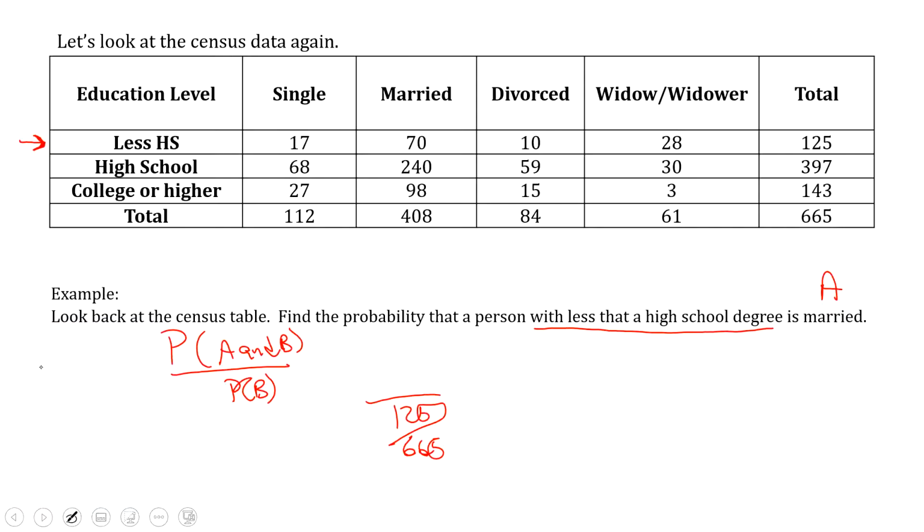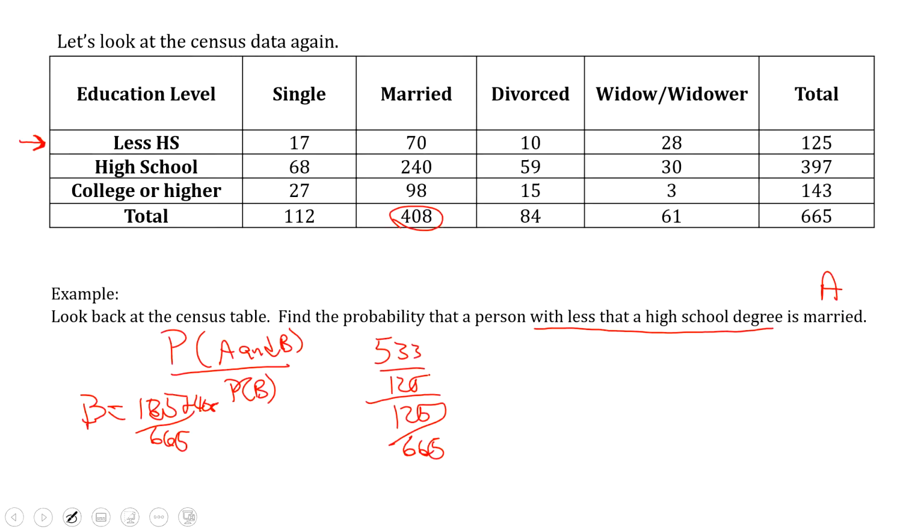So probability of A and B. What we're looking at there is the probability of somebody with less than a high school diploma out of the whole group of people. So if we look at B, the probability of B, like I had at the bottom, is 125 over 665. And then we have the probability of people being married, it's the 408. So that's going to be 125 plus 408 at the top. So that would be what, 533? 533 over 125.